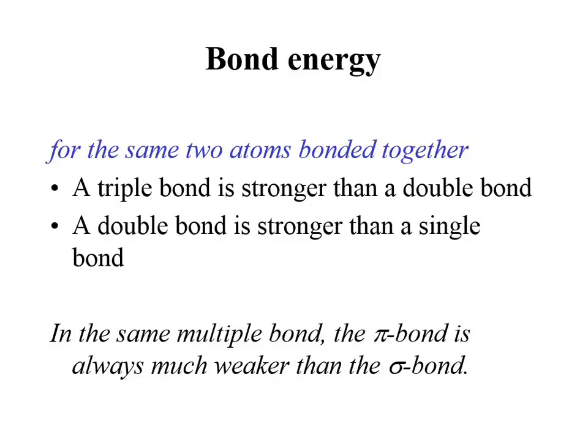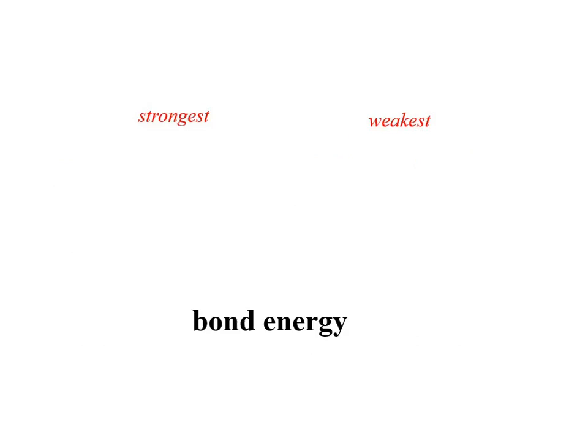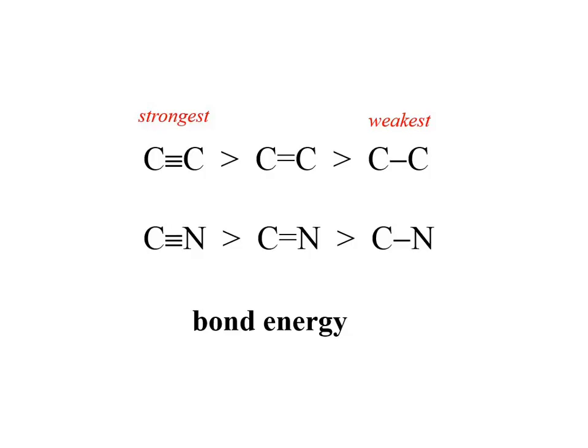Now, if you're talking about the sigma bond, the primary bond, or the pi bond, the secondary bond, the pi bond is weaker. Makes sense. Your pi is weaker than your sigma. Your second to arrive is not quite as strong. So if we were going to put it mathematically, we could go triple bond greater than double bond greater than single bond. That's two carbons bonded together, and a carbon-nitrogen bond, we have to see the same trend.